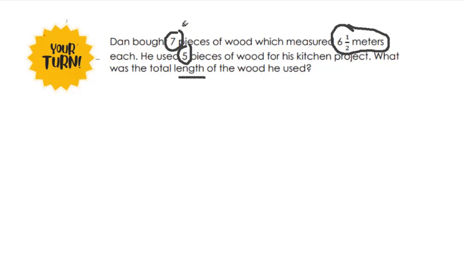Okay, so he bought 7, but he used 5. So 5 pieces is what he used, right? And each one measures 6.5 meters. So we're going to multiply. Each piece of wood is 6.5 meters long. What's the total length of all of that wood? So here we had that number 7 put there to make sure you know what you're doing. He bought 7, but he only used 5.